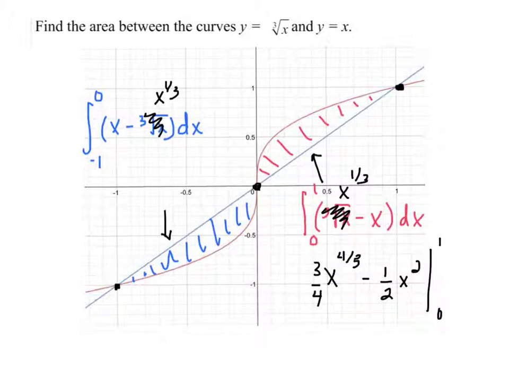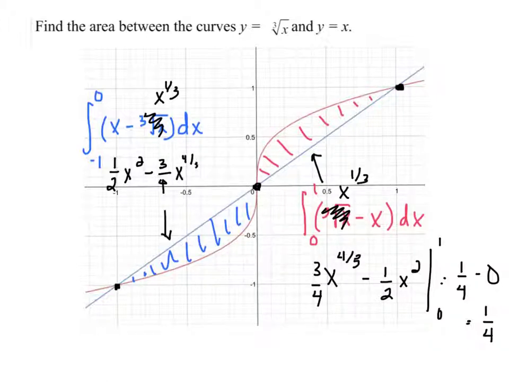If I plug in 1, I'm going to get 3/4 minus 1/2, so 1/4. If I plug in 0, I get 0. So the answer for this area is 1/4. Over here, on the other side, I get 1/2 x squared minus 3/4 x to the 4/3, evaluated at 0 and -1. If I plug in 0, I get 0, minus, and if I plug in -1, I get -1/4. So, of course, that's 1/4. So the total area, I got 1/4 on the left, 1/4 on the right. The total area is 1/2.